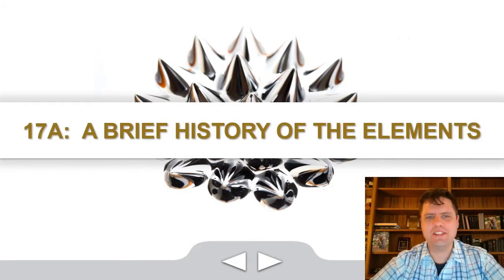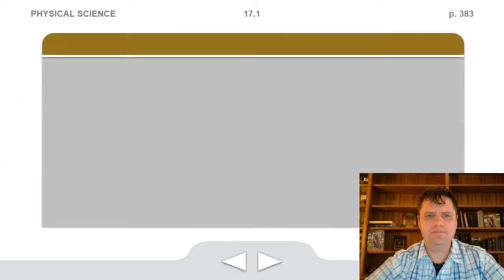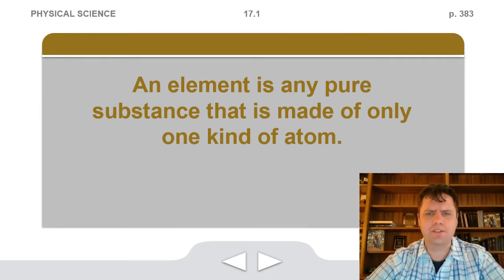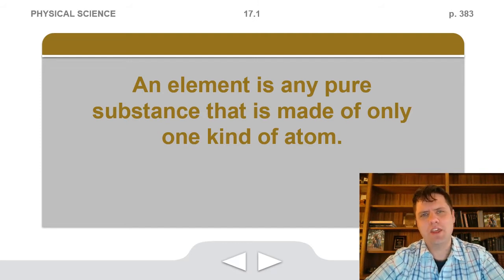So section 17A provides us with a brief history of the elements. Now, an element is any pure substance that is made of only one kind of atom. That is our definition of element.